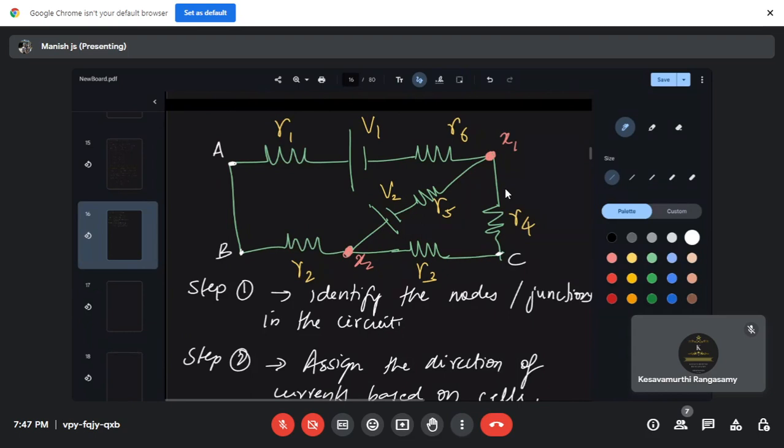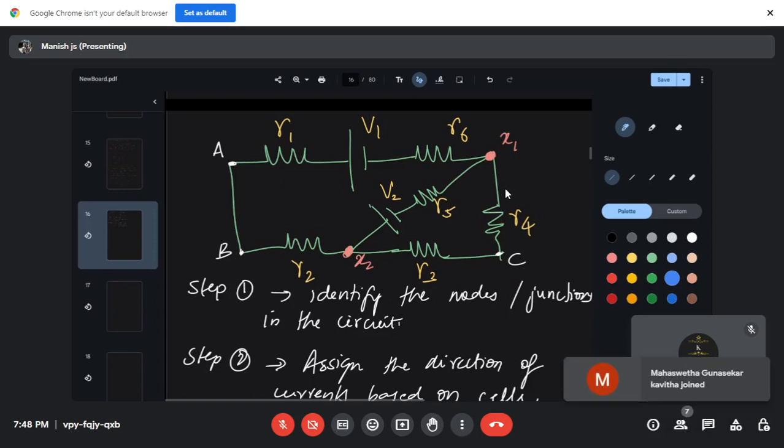First, you identify all the nodes. Second, you assign the direction of currents based on the cell or battery in your circuit. Now, how many cells or batteries are there in the circuit? By just looking at the circuit, you can tell me. There are 2 cells: the first cell is V1, the second cell is V2.